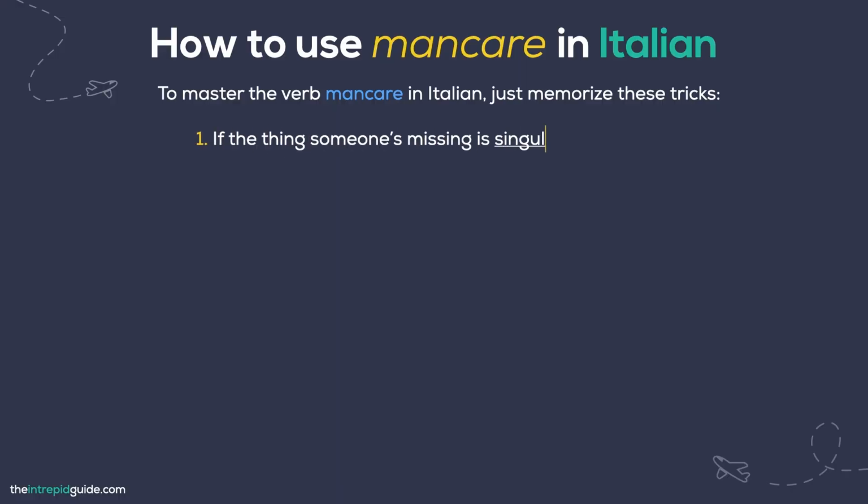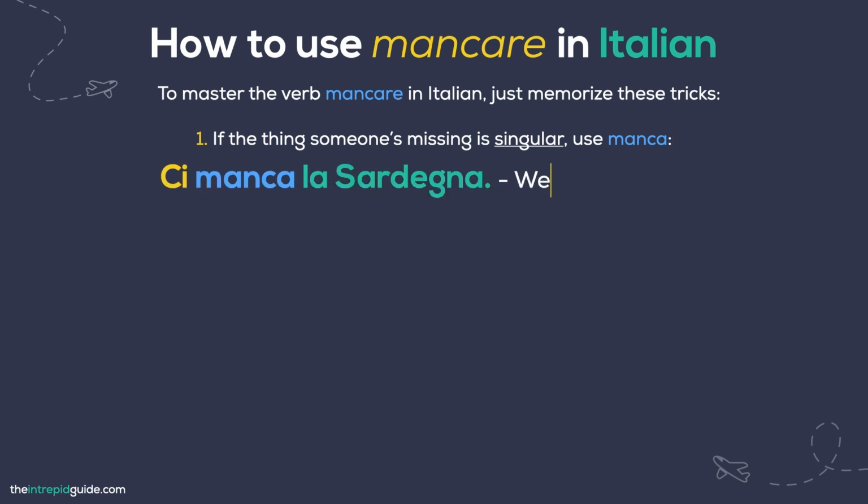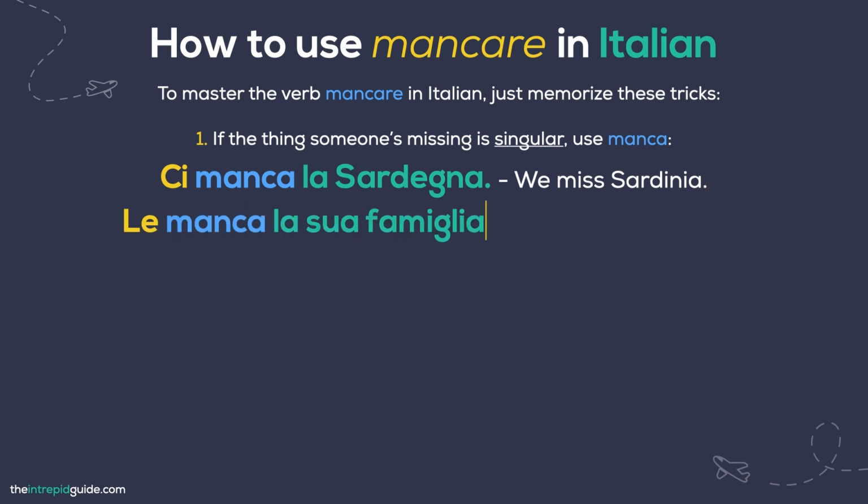Now, to master the verb mancare in Italian, just memorize these tricks. The first one is, if the thing someone's missing is singular, use manca. For example, Ci manca la Sardegna. We miss Sardinia. Le manca la sua famiglia. She misses her family.